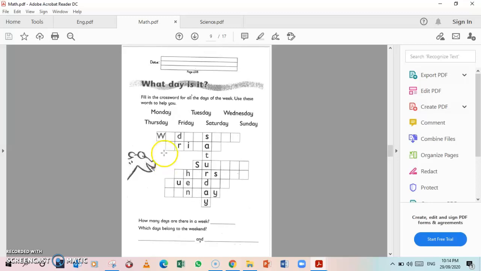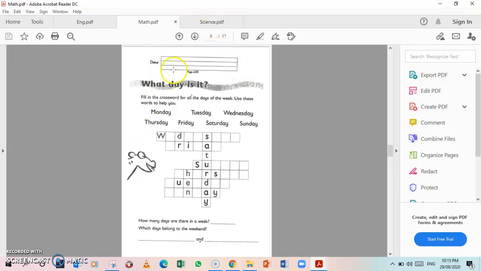Okay, you've got a big hint over here for the first one. It starts with a W, which is the third day of the week, and it is also Wednesday. That means if you write Wednesday correctly, everything else should fit. Okay, that is it for your maths for today.